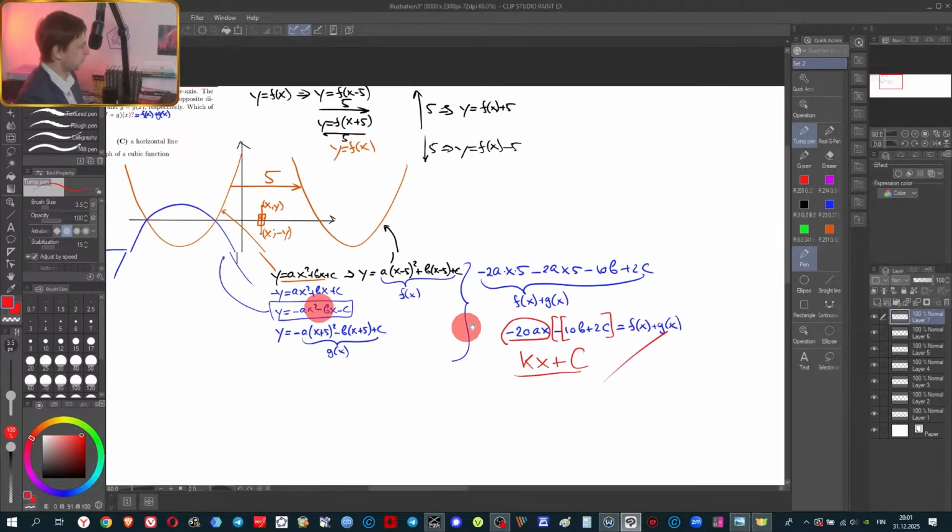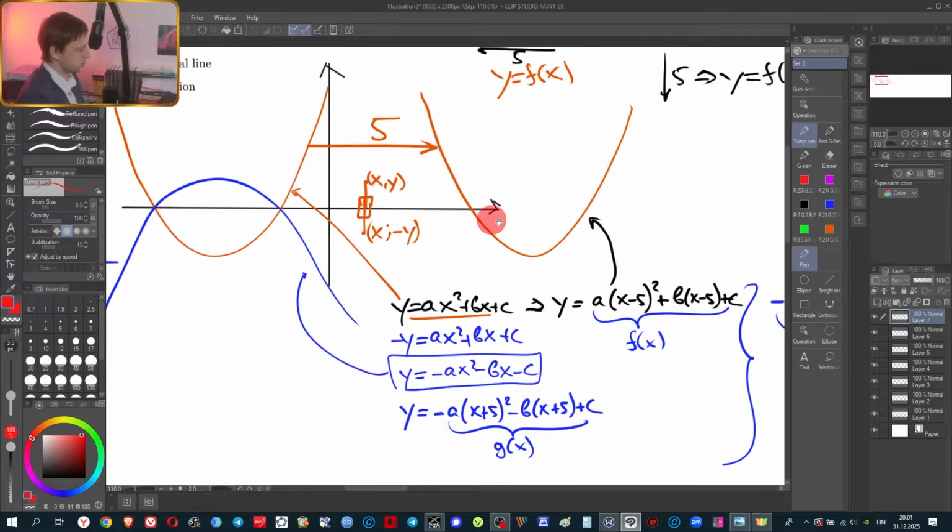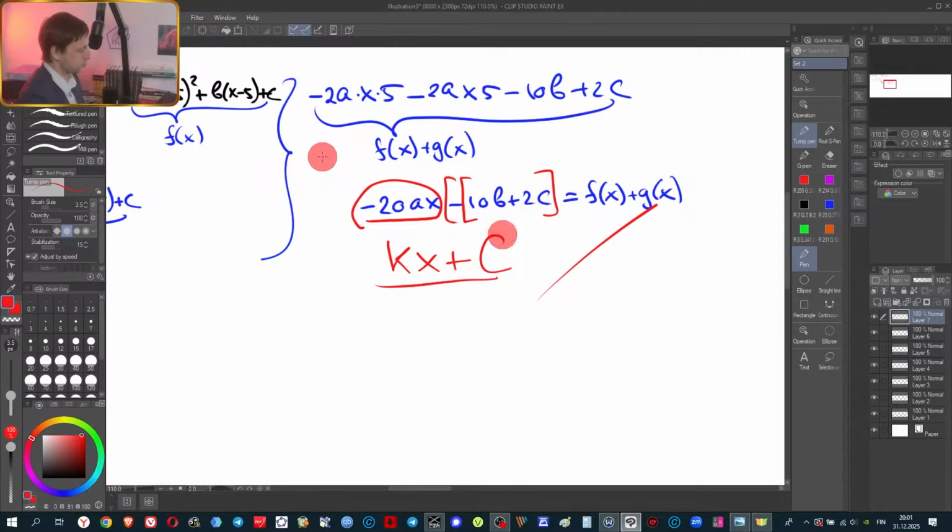After that, let's try to answer our question. What can we tell about this graph f plus g of x? A, a parabola tangent to the x-axis. No, it's not a parabola, it's a line. B, a parabola not tangent, not true. C, a horizontal line. Okay. Is it a horizontal line? Let's look. A horizontal line is the line that goes like this. It is parallel to the x-axis. It always has an equation y equals c, a constant.